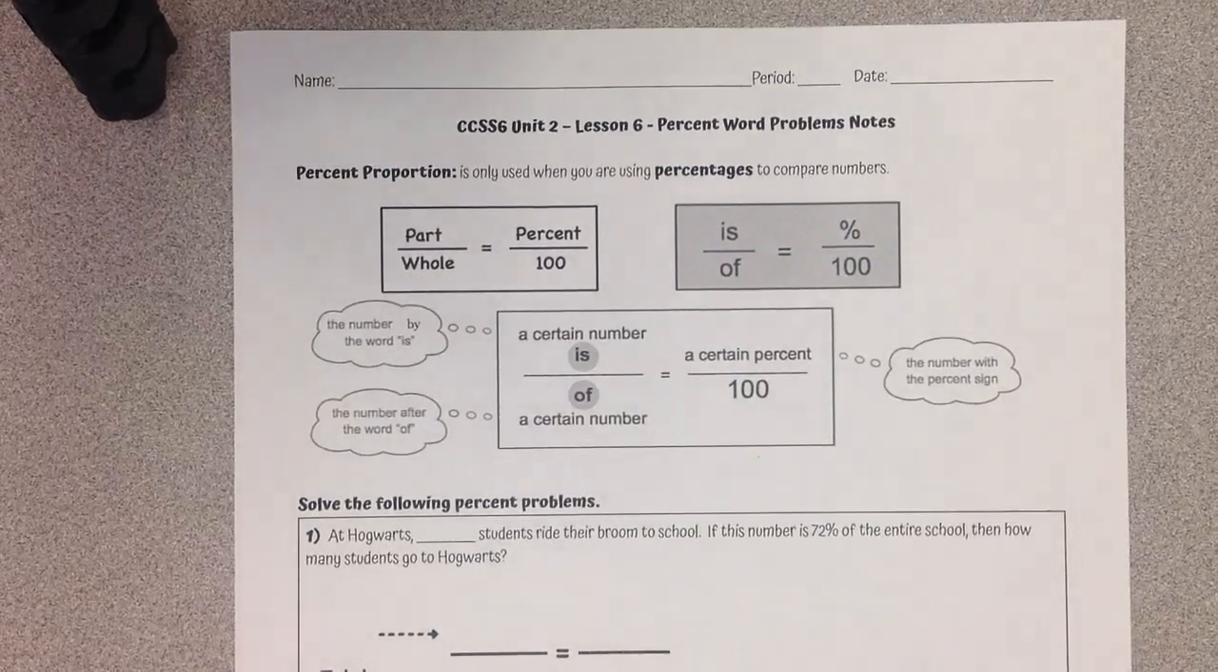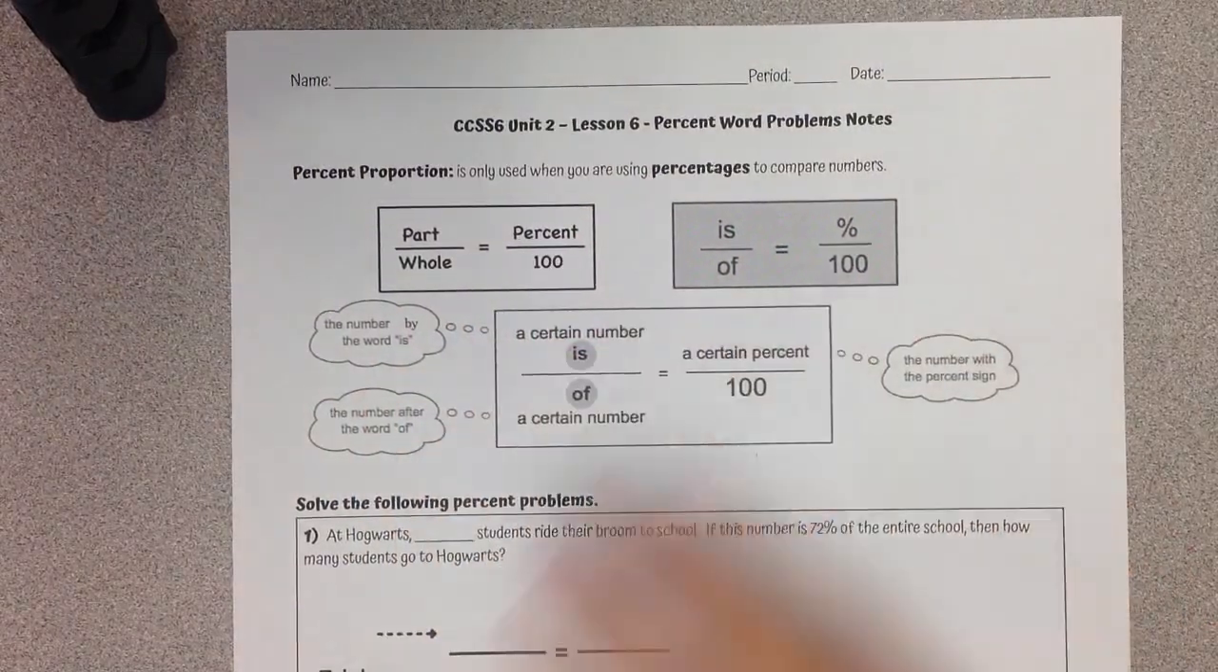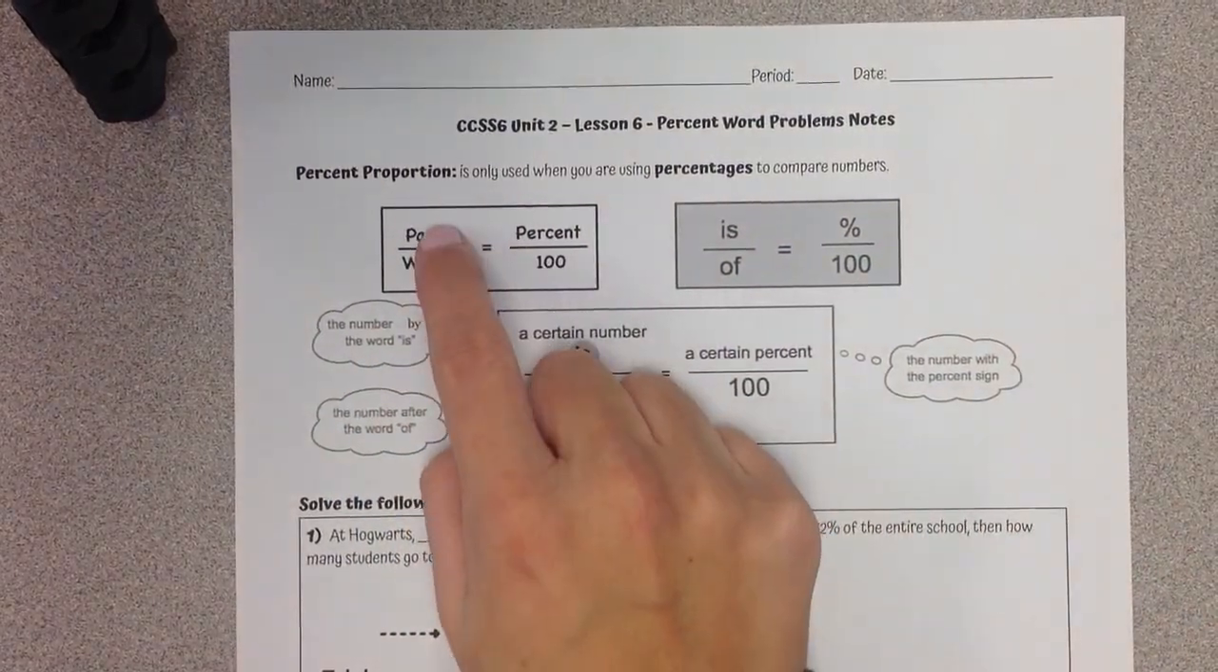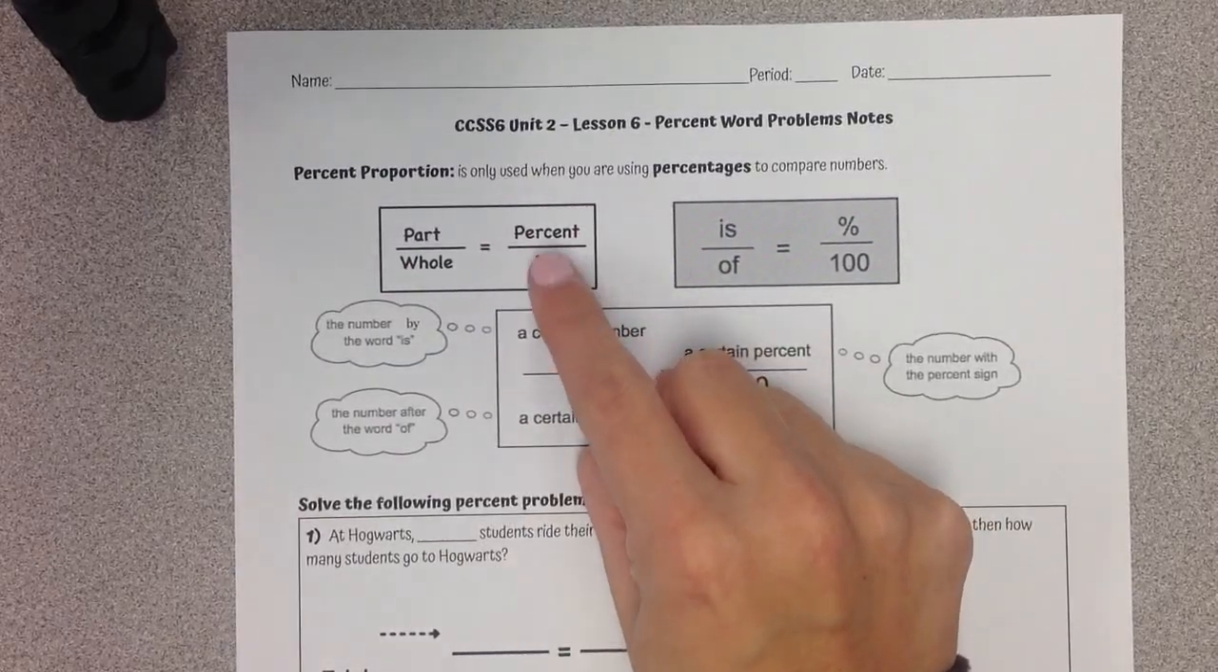Today we're going to talk about percent word problems. So remember, the percent proportion is only used when you are using percentages to compare numbers. So we kind of set up the examples here, right? We look at the part over the whole is equal to percent out of 100. It's always out of 100.